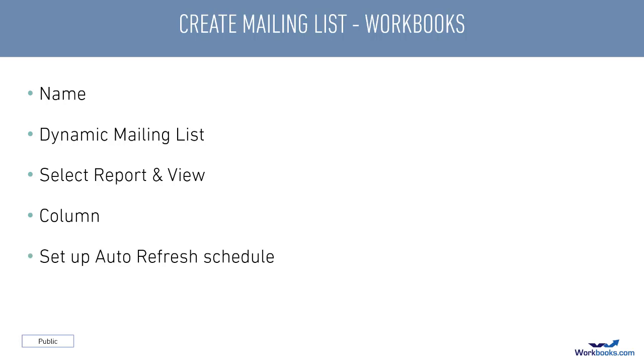You also need to set up the frequency with which you want the report to refresh the mailing list. And of course, remember to make the mailing list syncable with Gator. It won't sync just yet because we haven't set that up, but if you don't make it syncable, then Gator won't be able to see the mailing list and the whole process won't work. So the next step is we're going to go into Workbooks to set up the mailing list.